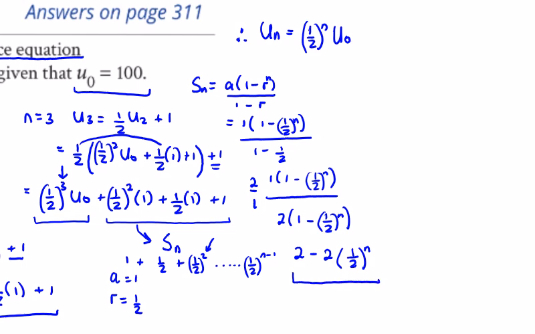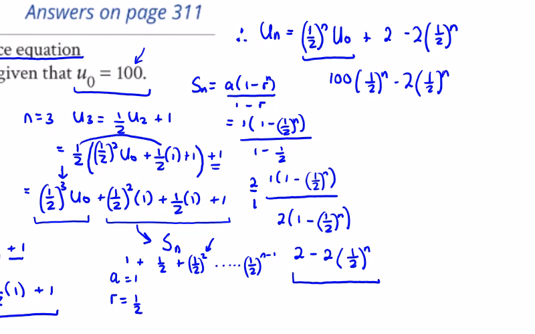So un therefore becomes this guy plus the guy that we just figured out, 2 minus 2 times 1 over 2 to the power of n, and we have u0 in the question here, it's 100. So we have 100 of 1 over 2 to the power of n minus 2 of 1 over 2 to the power of n plus 2, which becomes 98 of 1 over 2 to the power of n plus 2.